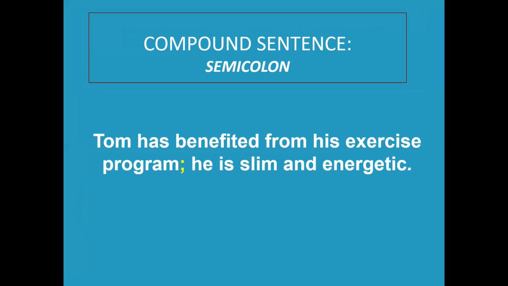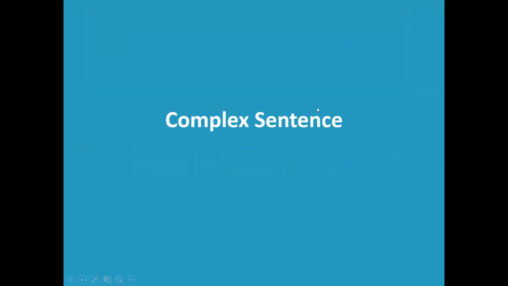With the use of a semicolon also, we can modify or create a compound sentence. This is one example of that. Tom has benefited from his exercise program; he is slim and energetic. So with the use of a semicolon also, we can create a compound sentence. So this is all about the basic things about the compound sentence.